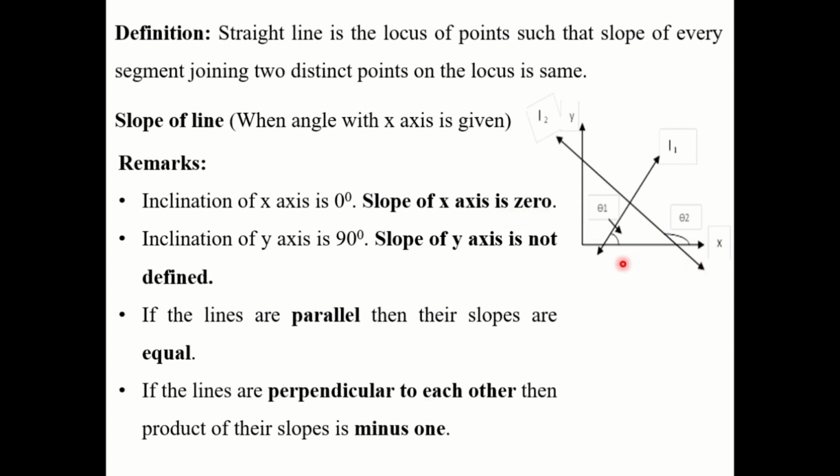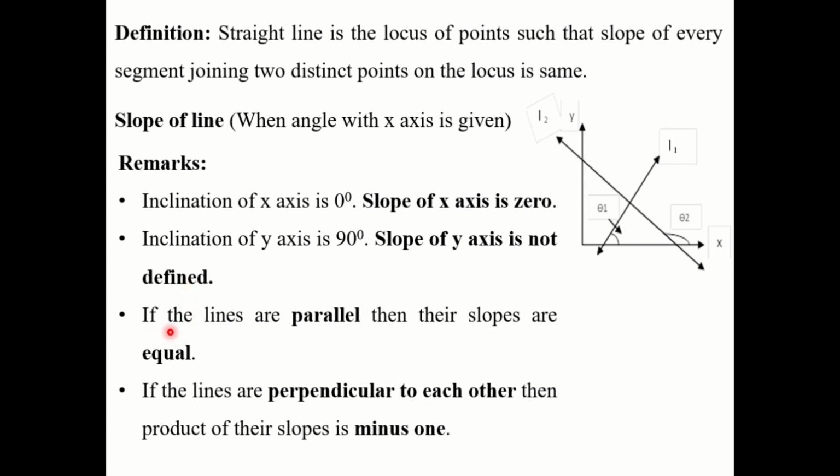Slope means the angle of that line with the x-axis. The inclination of the x-axis with the x-axis is 0. That's why the slope of the x-axis is 0. Then the inclination of the y-axis with the x-axis is 90 degrees. That's why the slope of the y-axis is not defined, because tan 90 is not defined.